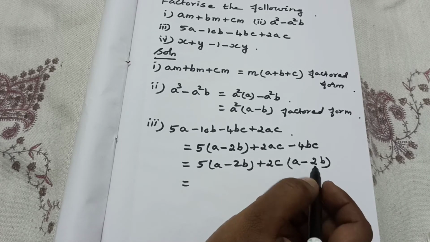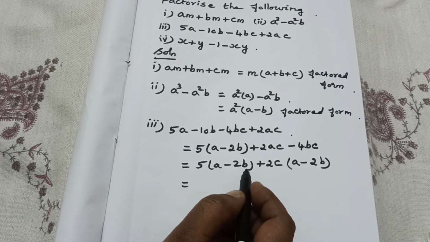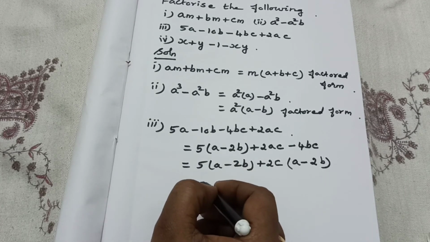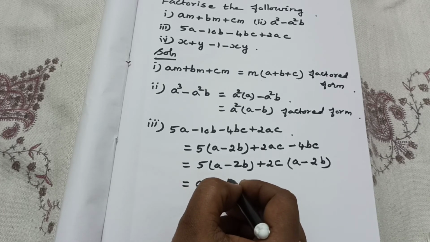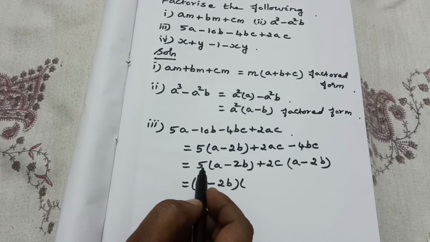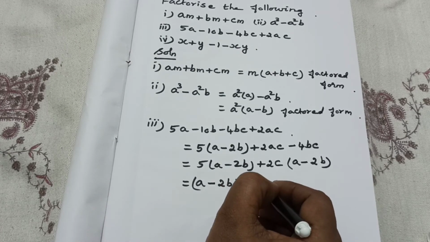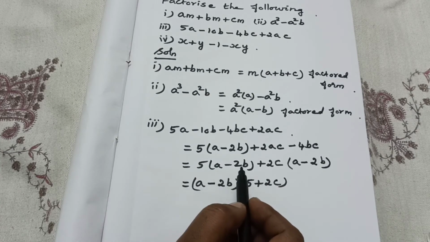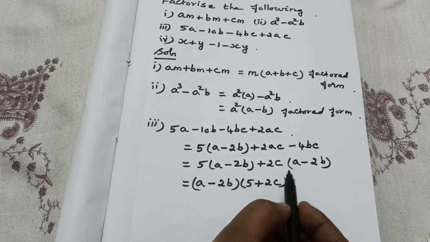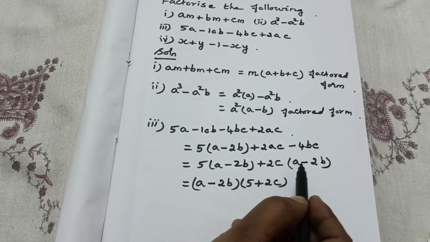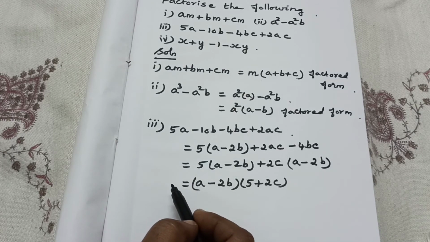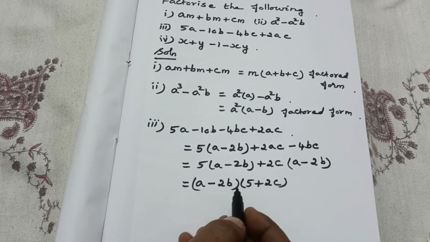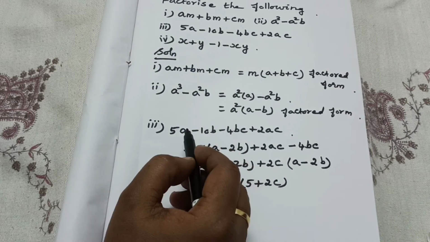Now you select it. This is one term, this is another term. Here which is common? A minus 2b. Both also have A minus 2b common, isn't it? That common we have to take outside. A minus 2b, then into remaining, that 5 plus 2c. This A minus 2b we took outside common, then remaining 5 plus 2c. These are the two factors, the factors of this polynomial.